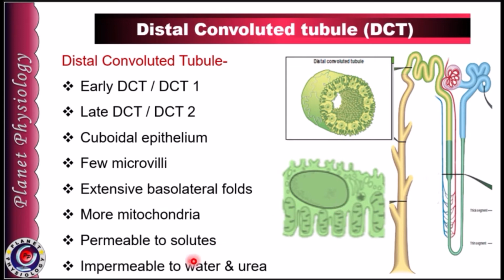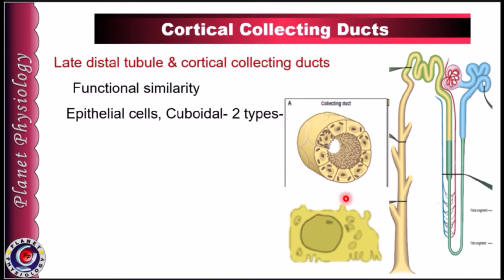This segment is permeable to solutes, but impermeable to water and urea. It can absorb water only in presence of antidiuretic hormone. So please remember, normally DCT is impermeable to water but is capable of absorbing water if ADH is present. Late distal tubules then forms connecting tubule that connects to collecting ducts. Many DCT empty into collecting ducts.